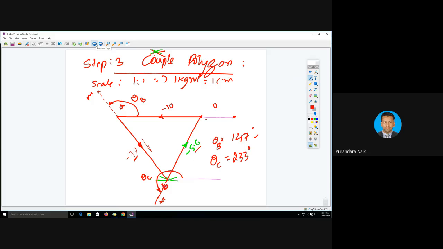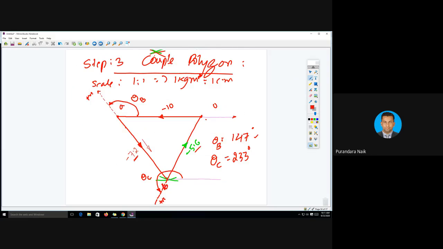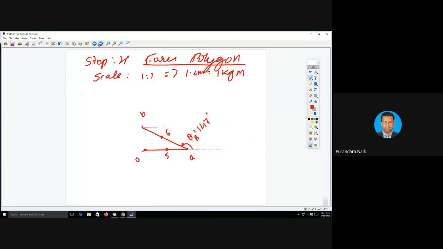Next is theta B. Next is C. C is 5.6. Sorry, 7. The corresponding angle is 233. 7 at 233.